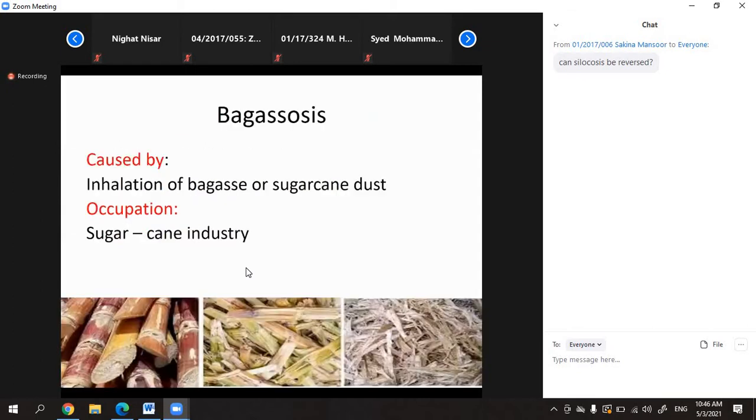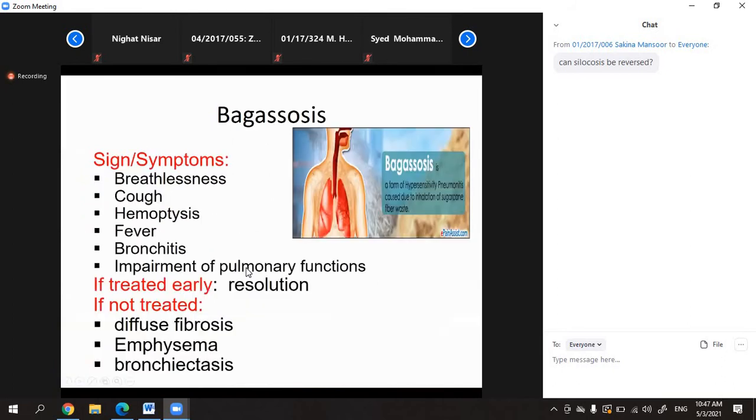Bagassosis is the end product of sugarcane, and it is caused by inhalation of bagasse or sugarcane dust. Occupation is sugarcane industry. Signs and symptoms include breathlessness, cough, hemoptysis, fever, bronchitis, impairment of pulmonary functions. If it is treated early, then the problem can be resolved. If it is untreated, then it is responsible for causing diffuse fibrosis of lung, emphysema, and bronchitis.